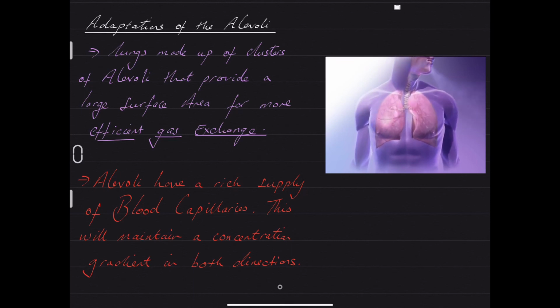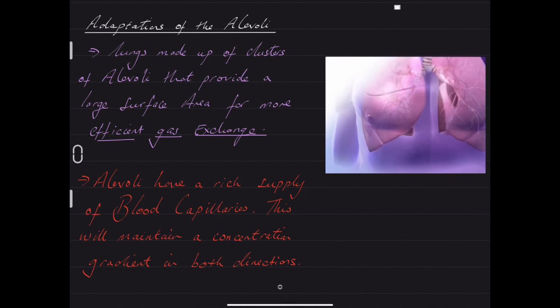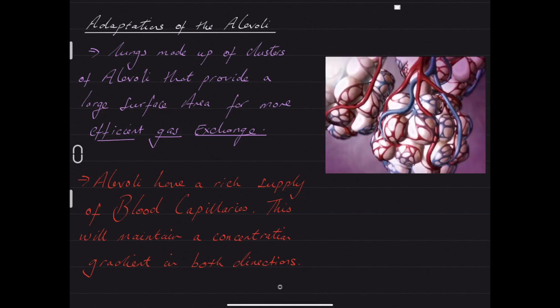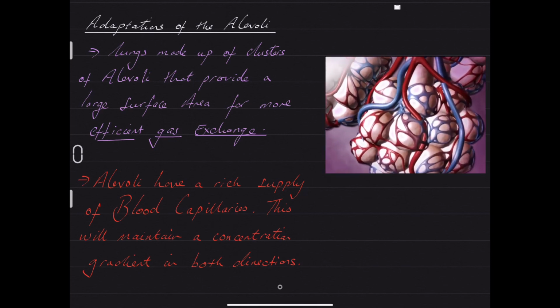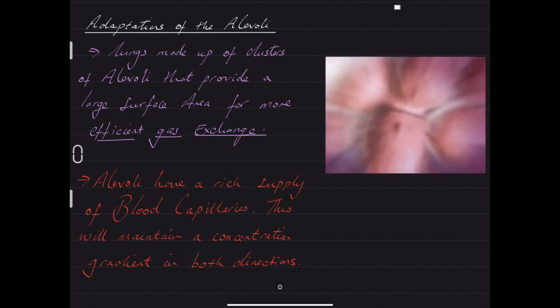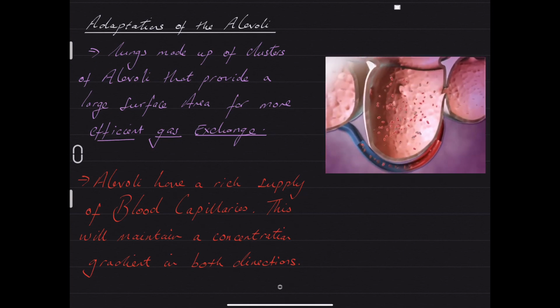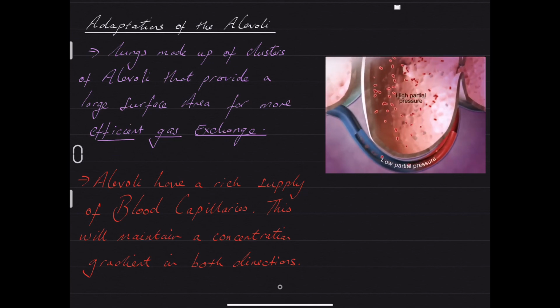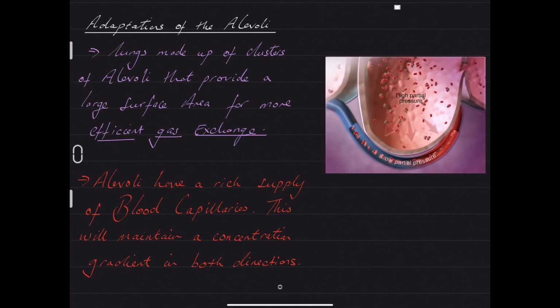So the lungs are made up of clusters of alveoli that provide a large surface area for more efficient gas exchange, and the alveoli have a rich supply of blood capillaries. This will maintain a concentration gradient in both directions.